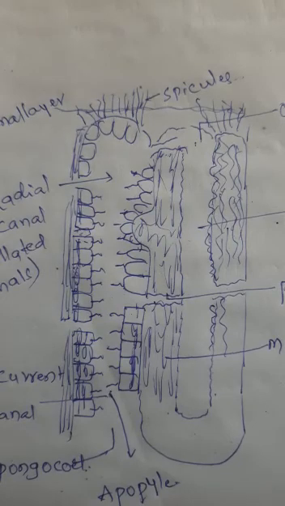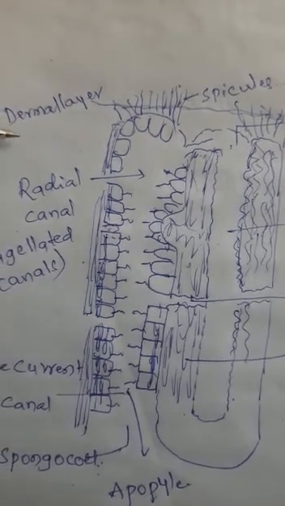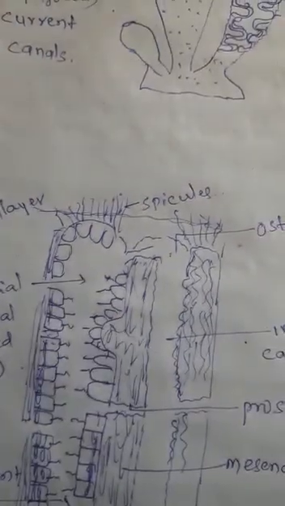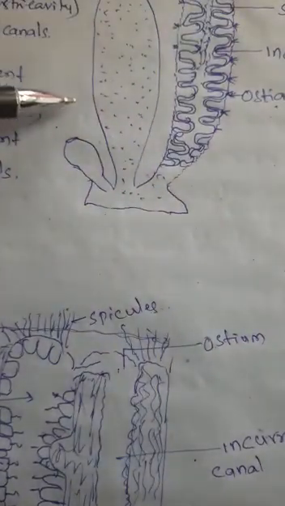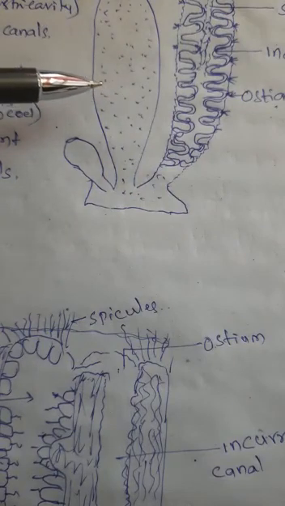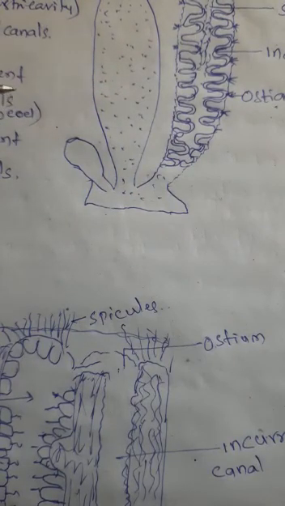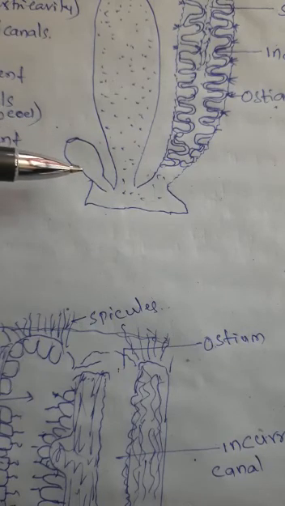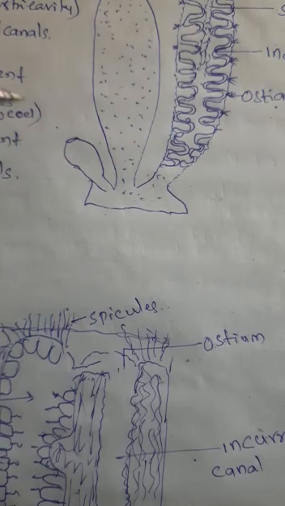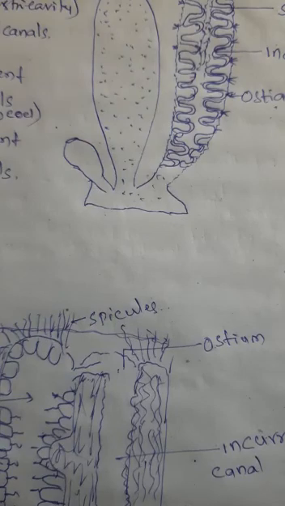That is called the dermal layer. This dermal layer protects the body from outside, so unwanted material does not come inside. This is a very important topic in sponges or Porifera, the canalic system, a special character of the poriferans.